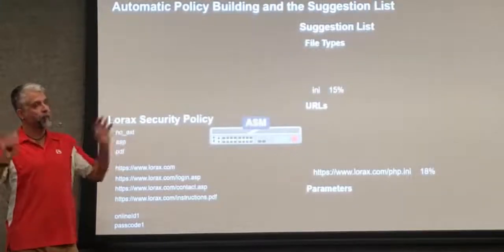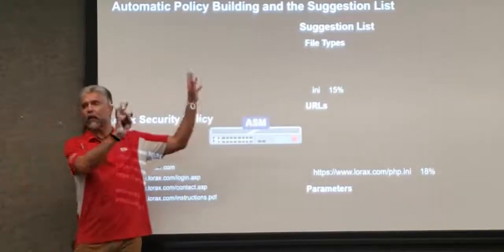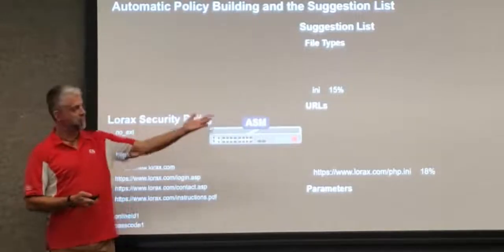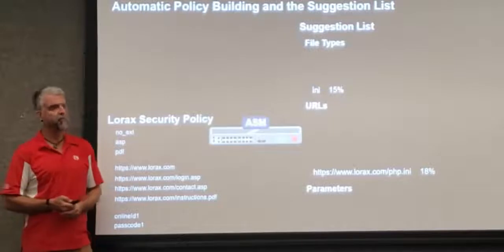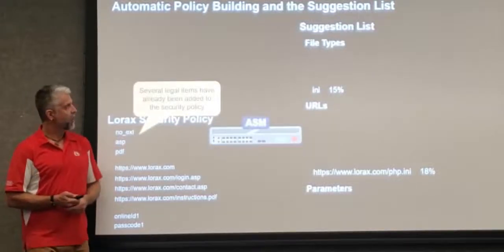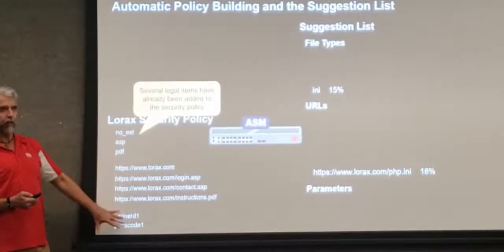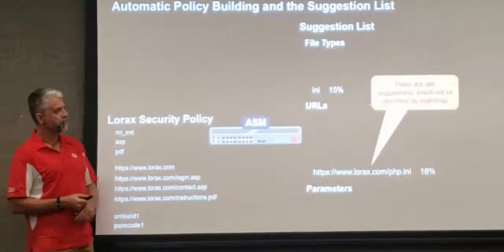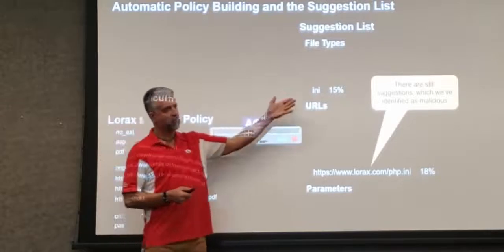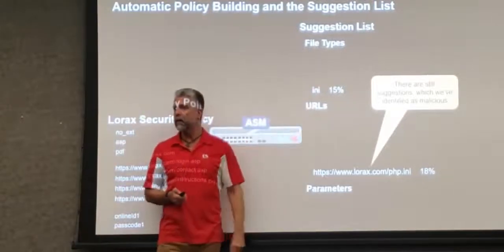So let's say we had just told the administrator to set it and forget it, they can walk away. Look at it, it's only got a low learning score. Hardly anybody requests that. So again, we've already added our legal stuff. Automatic policy building did it for us. We got a couple items that we think are malicious, but I'm not worried about it.